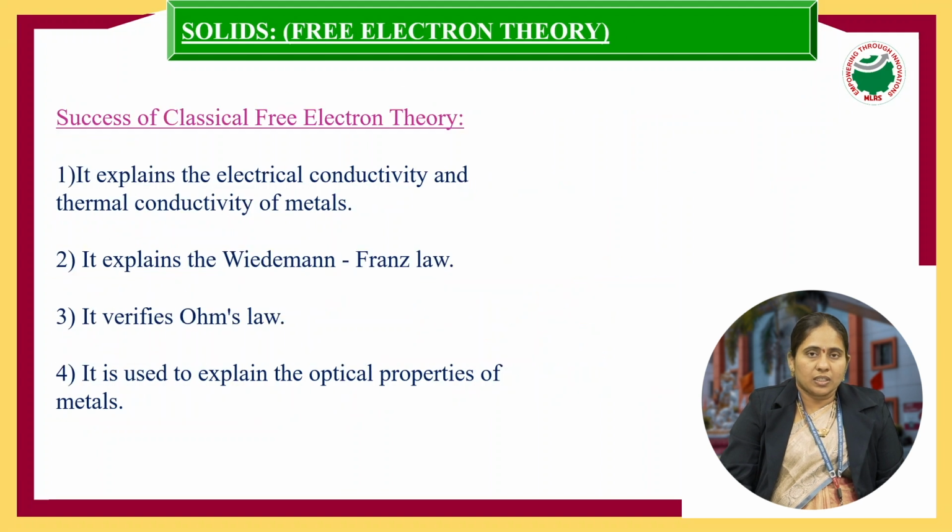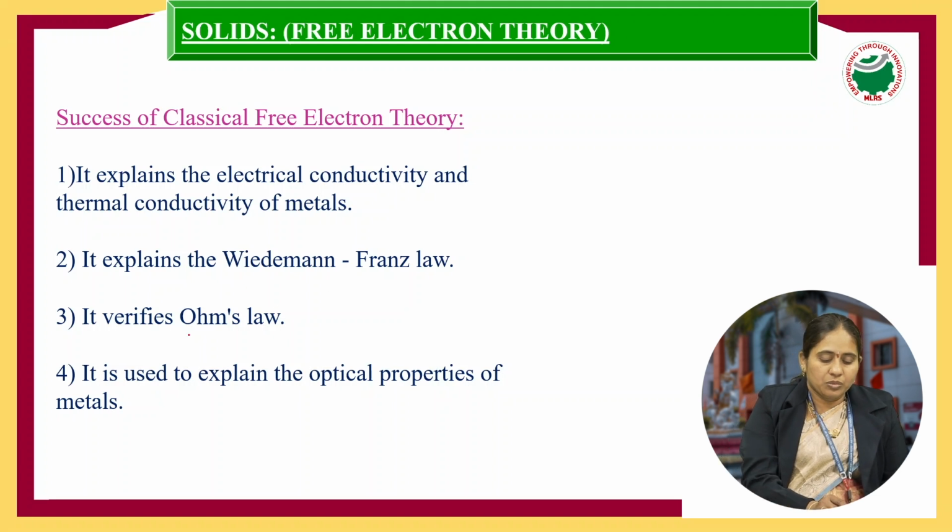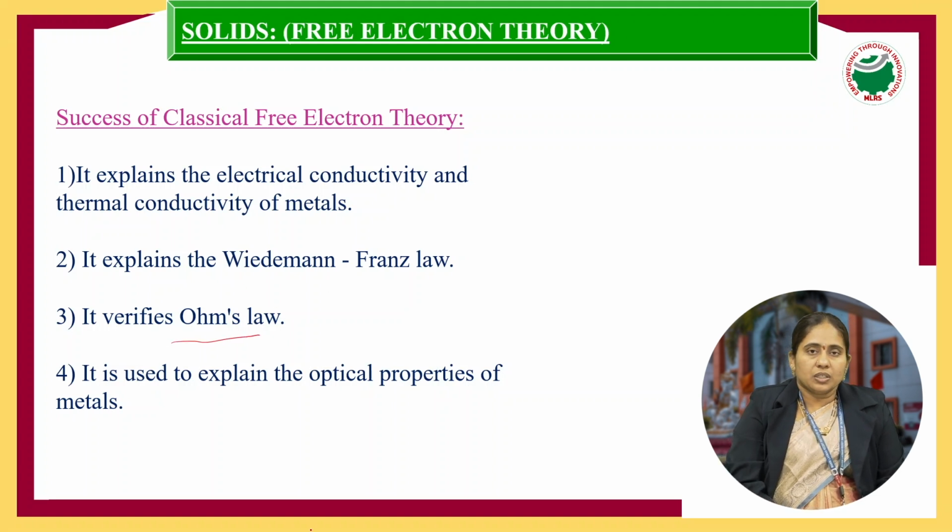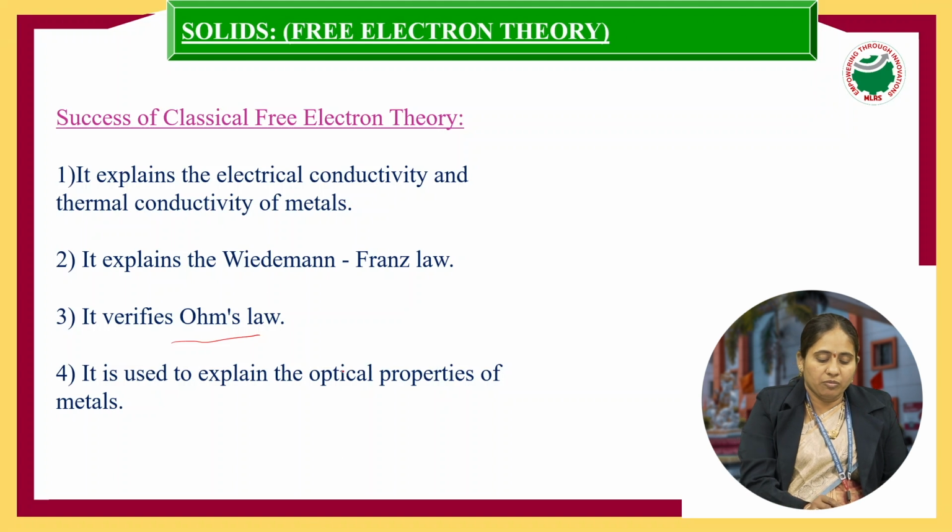So now, what are the successes of the classical free electron theory? The first success is that it verifies Ohm's law. Next one is the Wiedemann-Franz law. So what is Ohm's law? V is equal to IR.